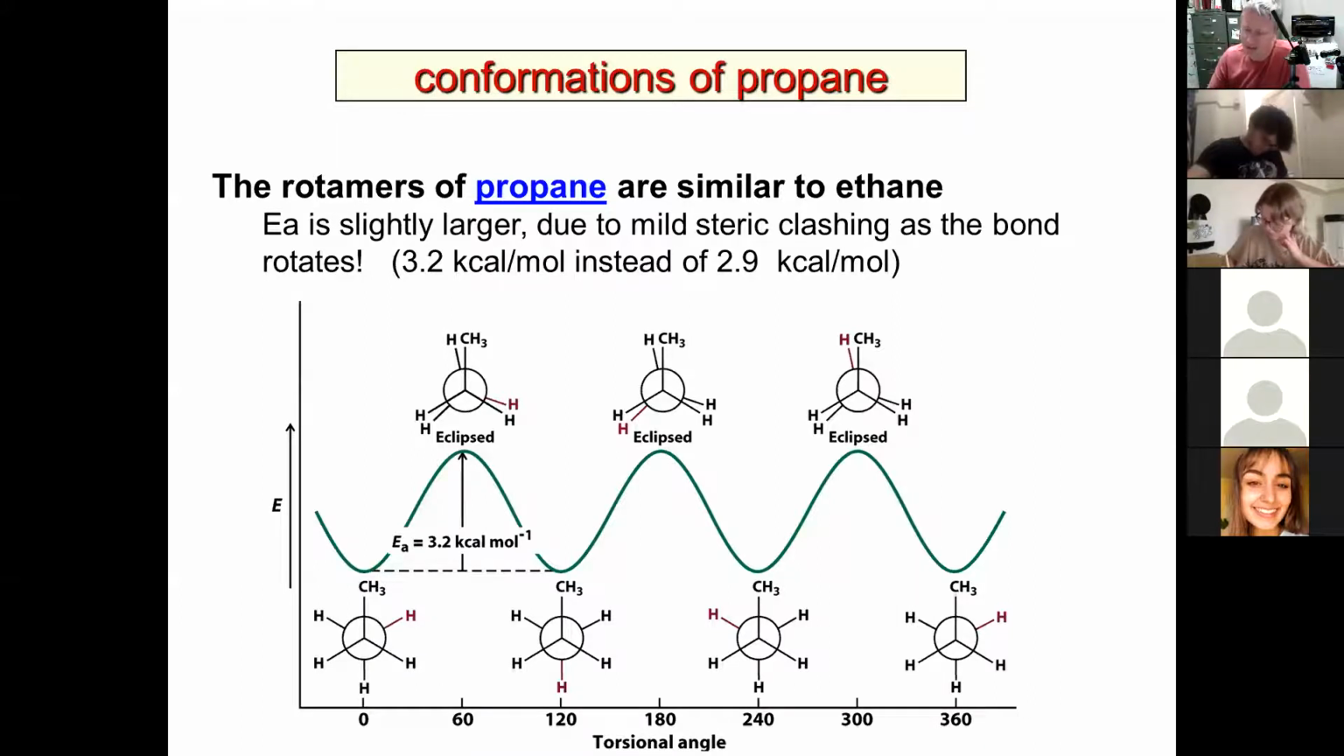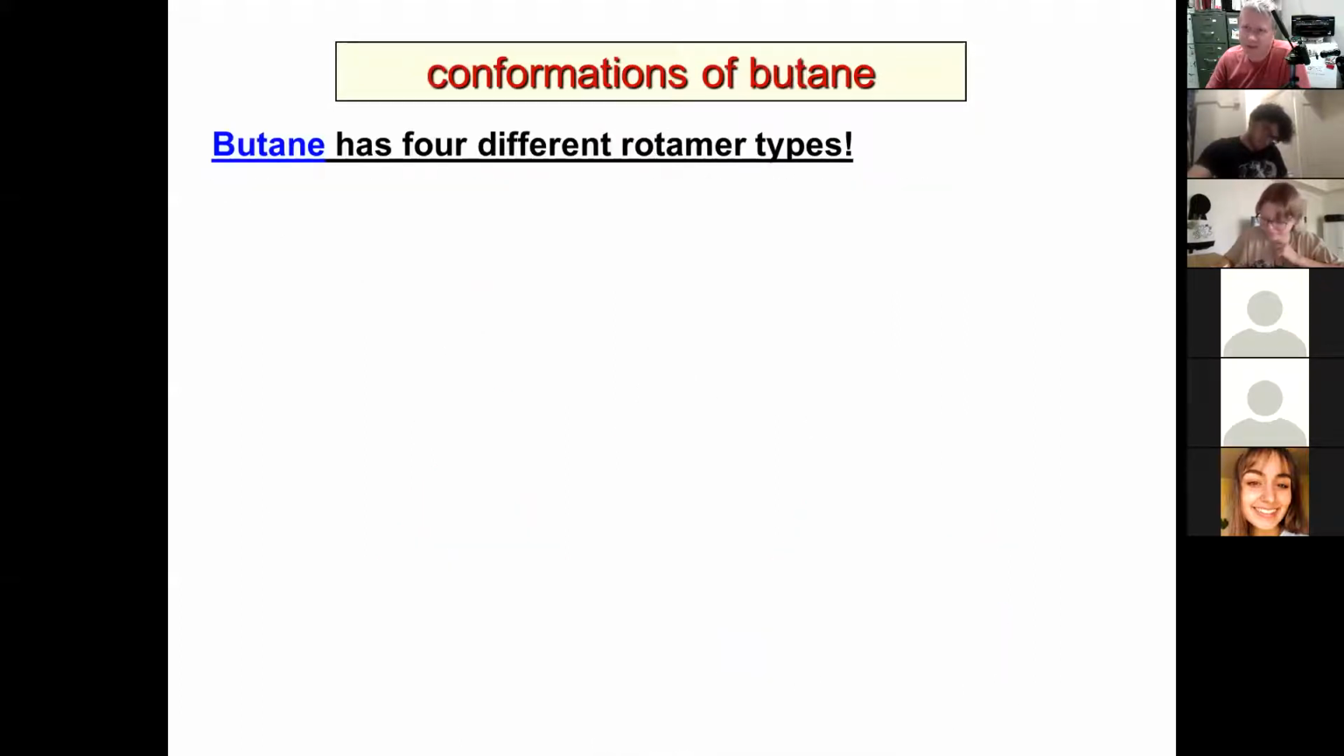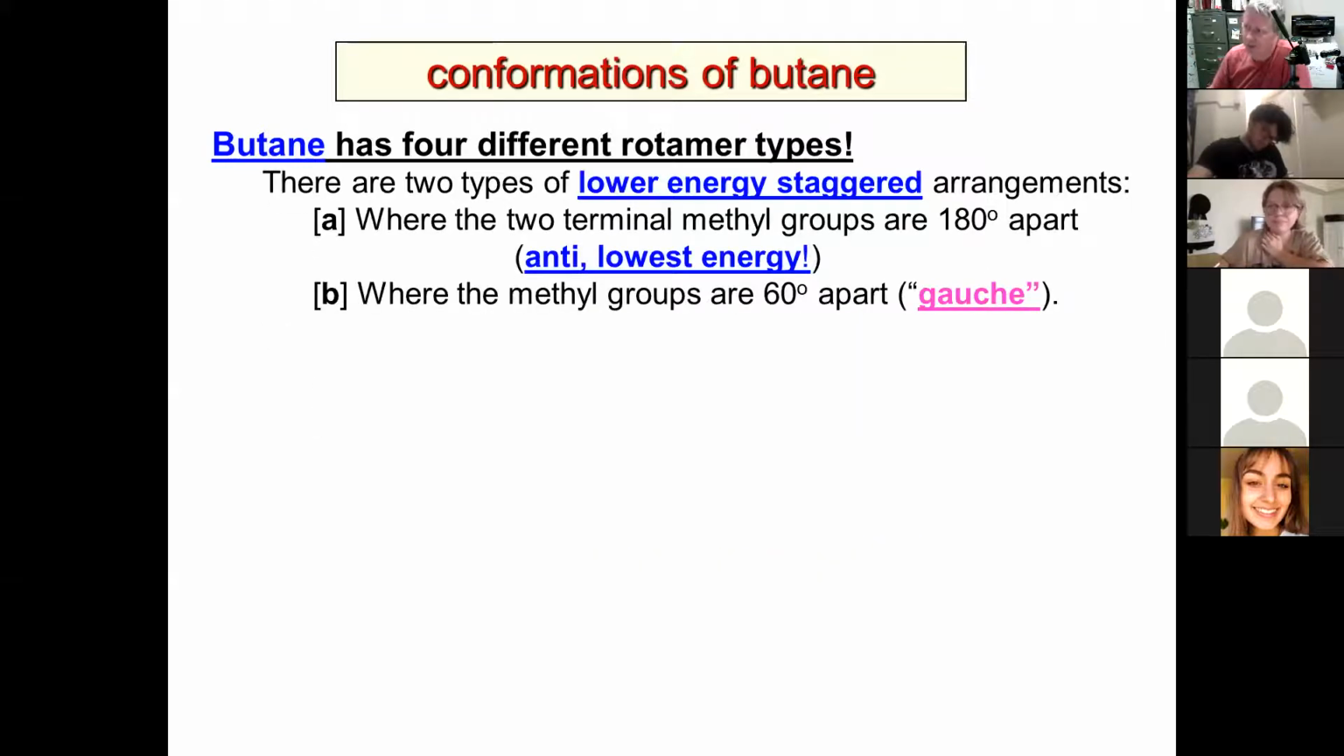Now comes the slightly crazier one, butane. We cool with propane? Just a little bit more energy. Butane is just a little different because there are now going to be 4 different rotamer types. They're all, it's not that crazy. Okay, so there are 2 low energy staggered arrangements. One is where the methyl groups are 180 degrees apart, and it's anti. And I will try to show this with my models.